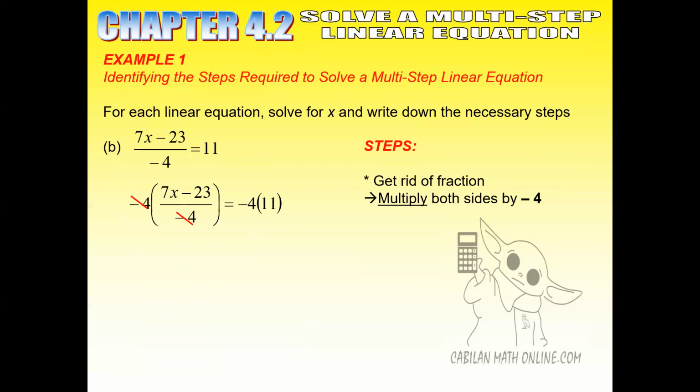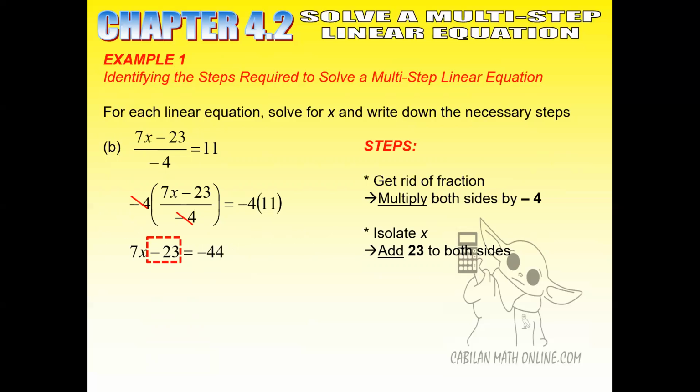When we do that, notice what's left over on the left side is 7x minus 23, and then -4 times 11 gives me -44. Next step, you're going to take the -23 and move it to the other side, and then add it to the -44 that's already there.